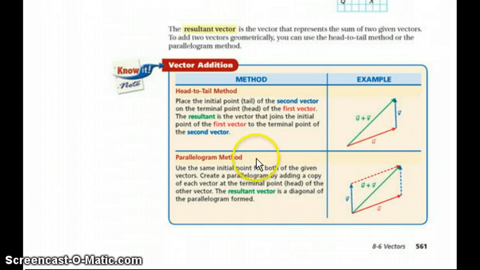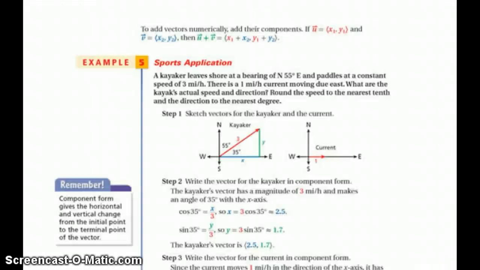Another way that they'll talk about it is a parallelogram, and they'll actually draw out a parallelogram. They'll connect the two tails right here, and then draw a nice parallelogram, and then your diagonal is your resultant vector. Either way is fine. It just depends on what you feel. Basically, if you have vector u and vector v, then u plus v will just be the sum of the x values and the sum of the y values.